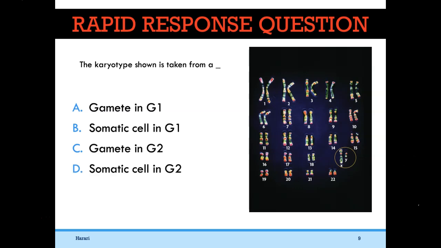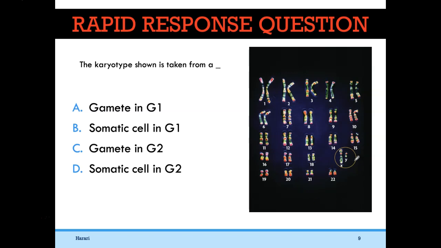This karyotype shown is taken from: A, a gamete in G1, a somatic cell in G1, a gamete in G2, or a somatic cell in G2? You can again pause here. And remember that in between G1 and G2 is S phase, where you get double the genetic information.